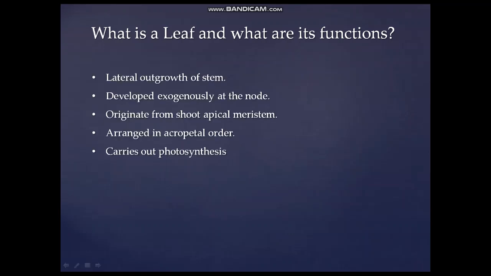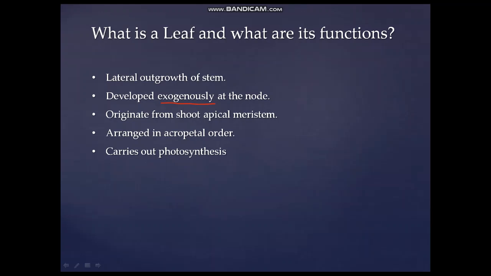Leaf is the lateral outgrowth of the stem, developed exogenously at the node. The meaning of exogenously is, the word exogenous arises from the word exit, meaning outside. Next, it originates from shoot apical meristem. So these two questions are important: from where they originate and how they develop. They develop exogenously and originate from shoot apical meristem.